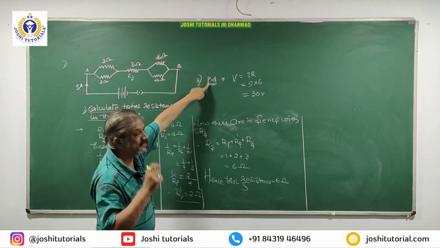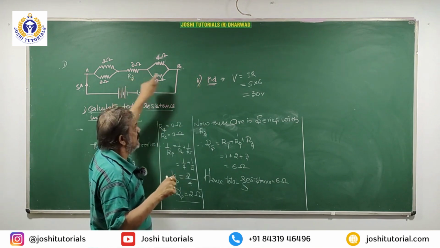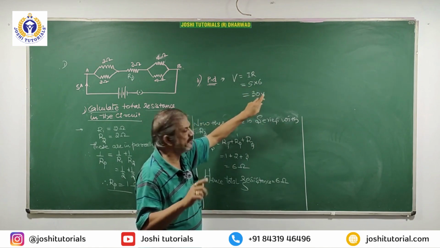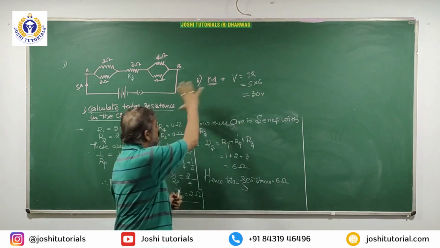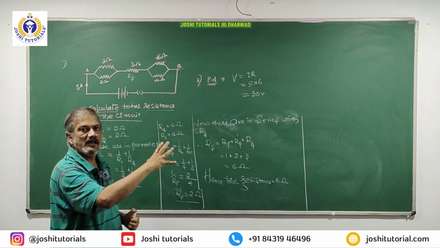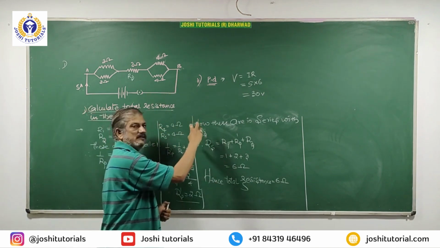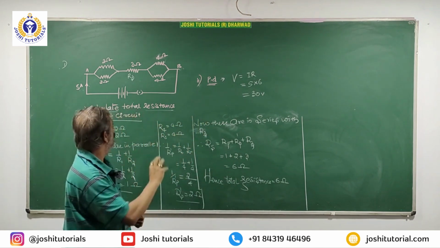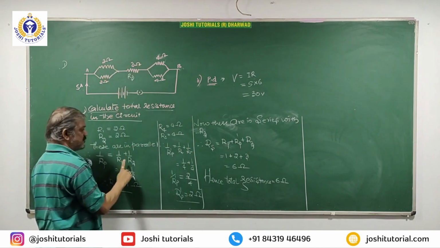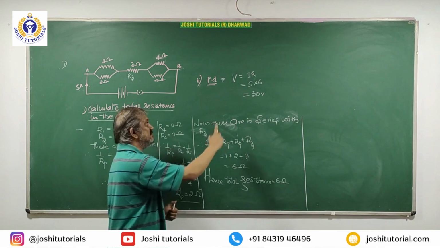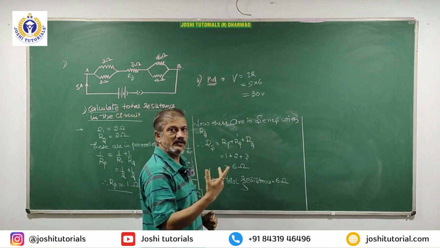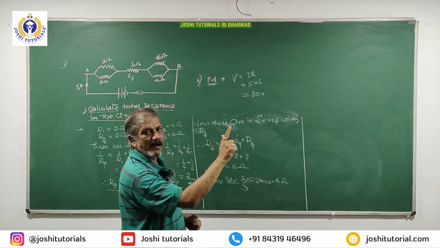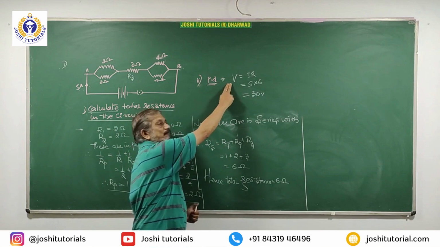They have asked the potential difference in the circuit. Ohm's law, V equals IR, current is 5 into 6, 30 volts. If you observe this particular problem carefully, I have taken 3 pieces of information. One is parallel connection, one is series connection, and the third is Ohm's law. So we have solved series and parallel in this problem, and then Ohm's law.